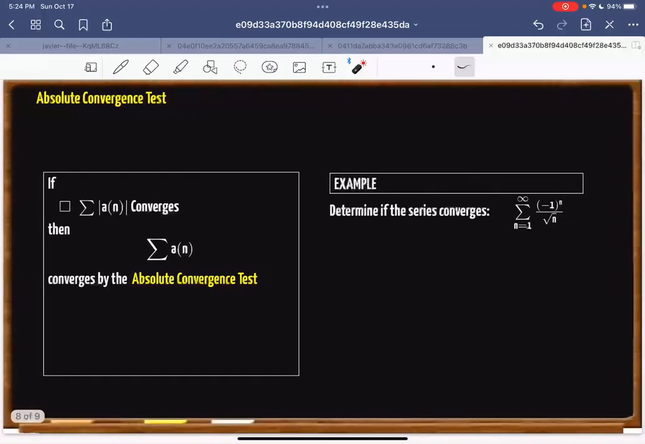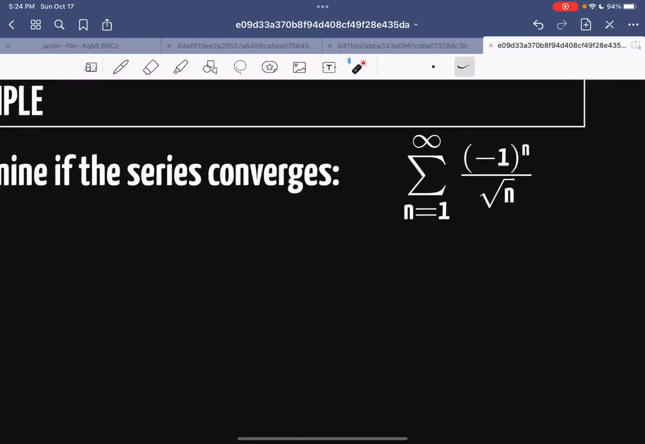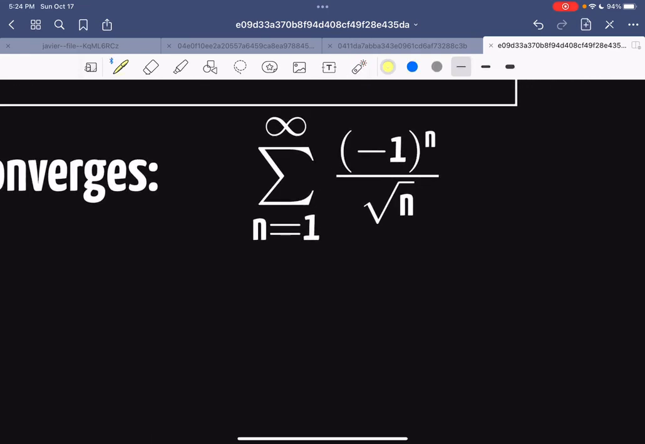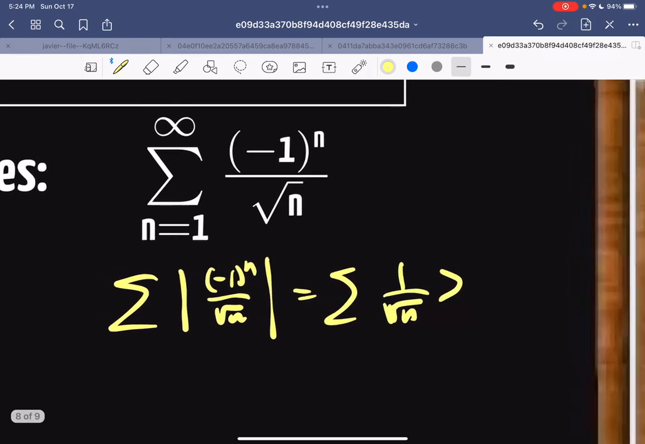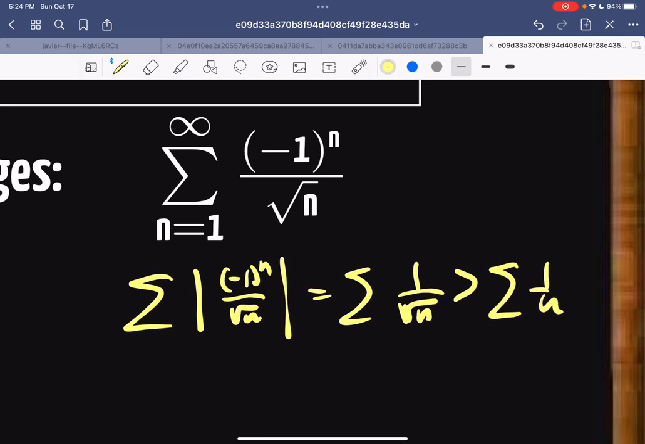This is the same one. This one would be also conditionally convergent. If I tried to do this version, -1 to the n over n, all over square root of n, this is equal to summation of 1 over square root of n. That's bigger than summation of 1 over n, that's going to diverge.